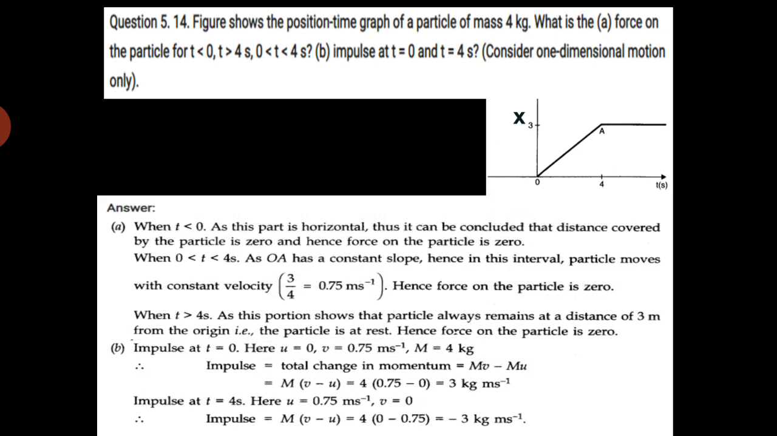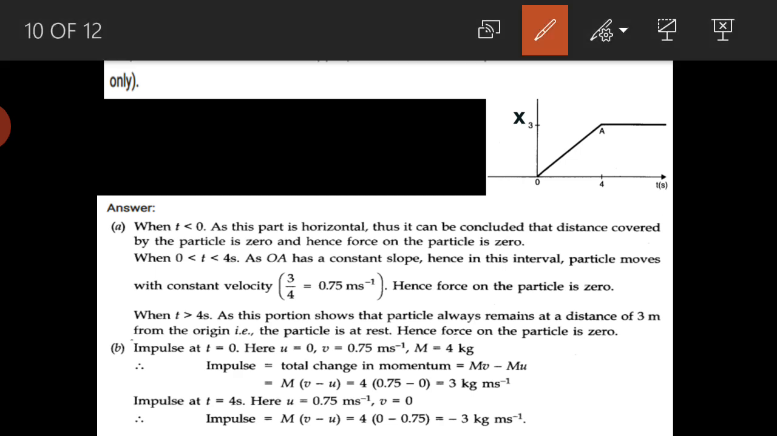So, when time is less than 0, you can see this part is horizontal for t less than 0. Time 0 is here. As this part is horizontal, it can be concluded that the distance covered by the particle is 0 and hence the force on the particle is also 0.